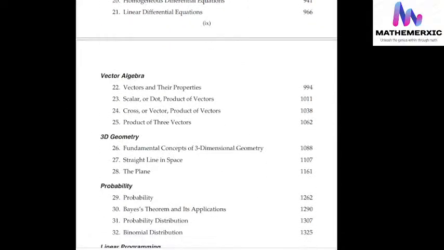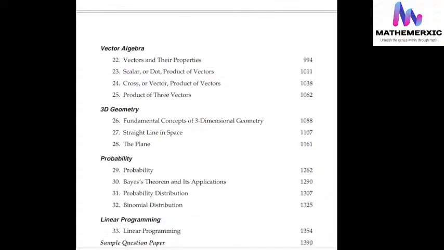In vector algebra, a lot of things are there. Firstly, vectors and their properties, which you know the basic properties of from the previous or lower classes. Scalar or dot product of vectors, so that is important for us. Cross product of vectors and product of three vectors. That is also there in the syllabus.